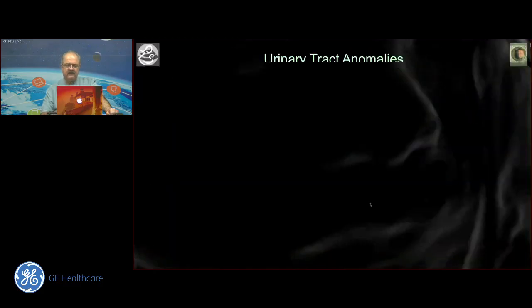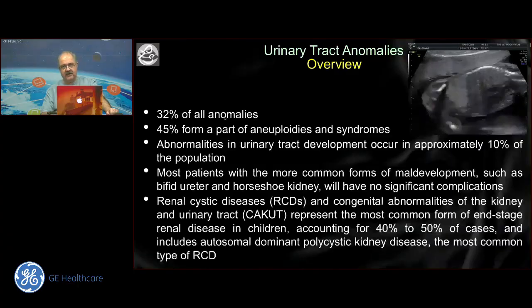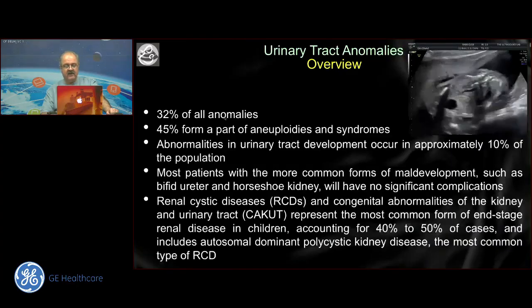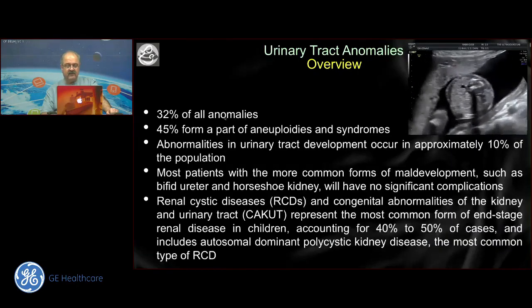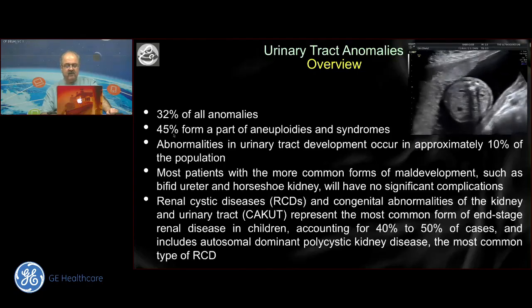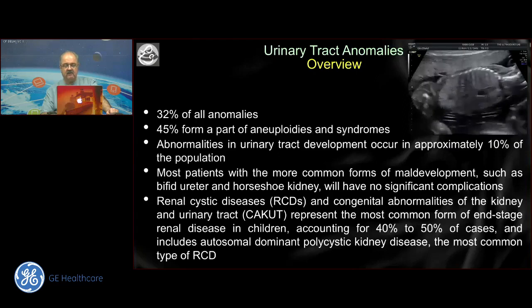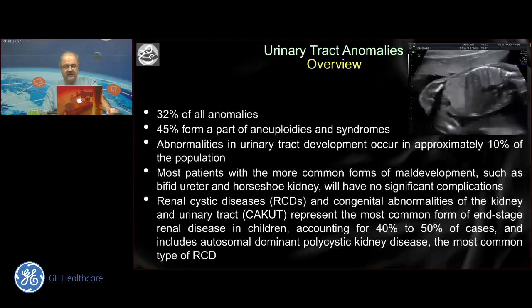All this is important for a very important reason, and that is that one third of all anomalies are in the urinary tract, and that's significant enough. But even more importantly, about half of them, 45%, are not isolated abnormalities, but a part of aneuploidies and syndromes. And this is what truly makes the whole matter far more important.